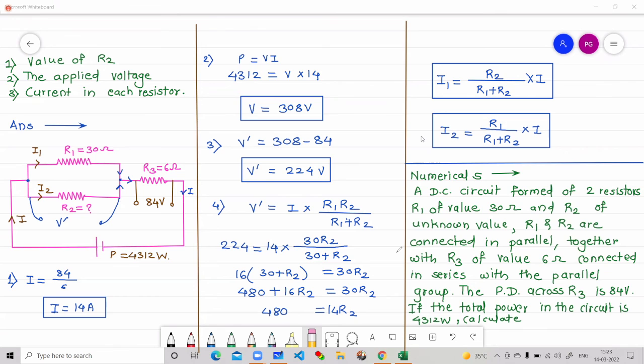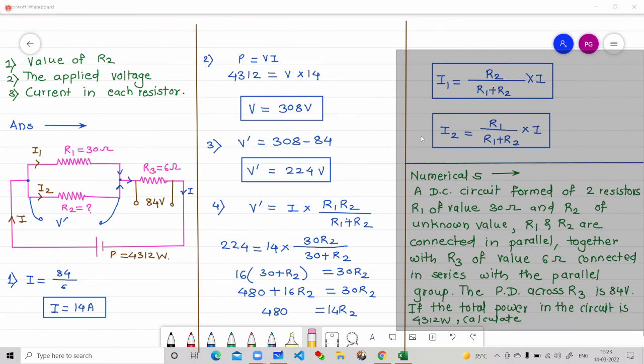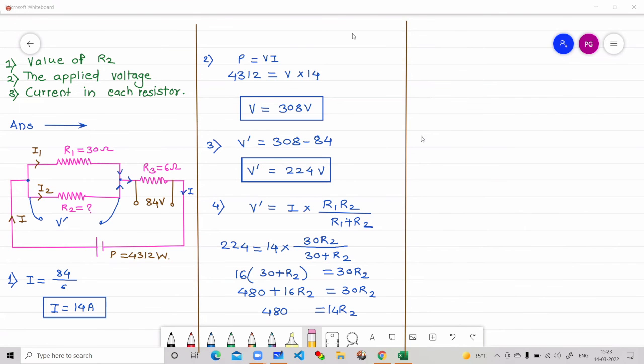And that's why your answer was coming in decimals, right? Yes, ma'am. Yeah. Okay, let me rub this thing first. Yeah. So R2 is coming out to be 34.286. Yeah, right. This part we did. So we calculated the value of R2.